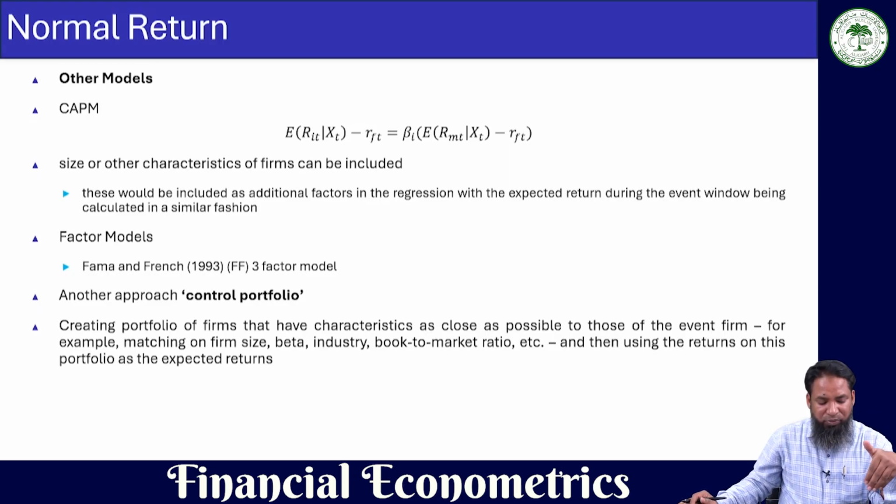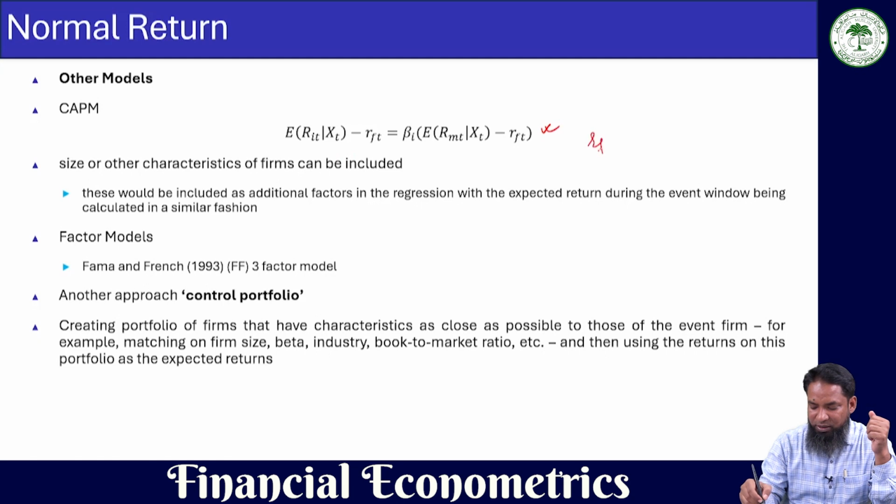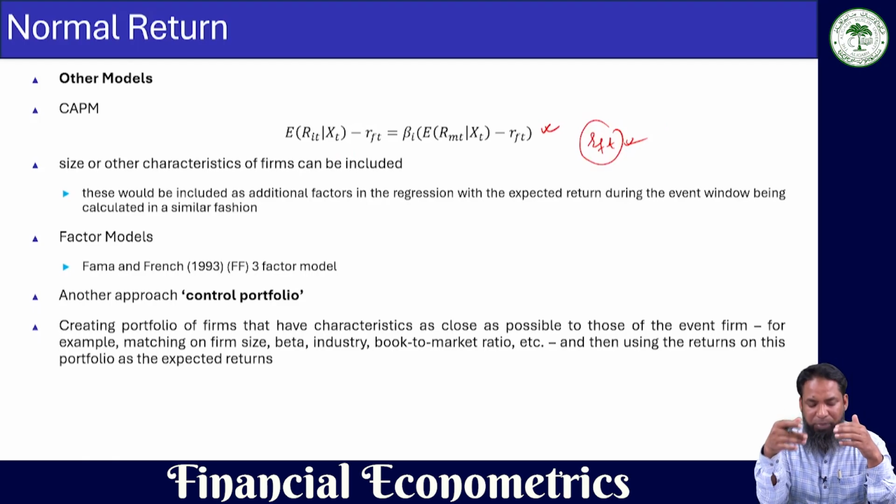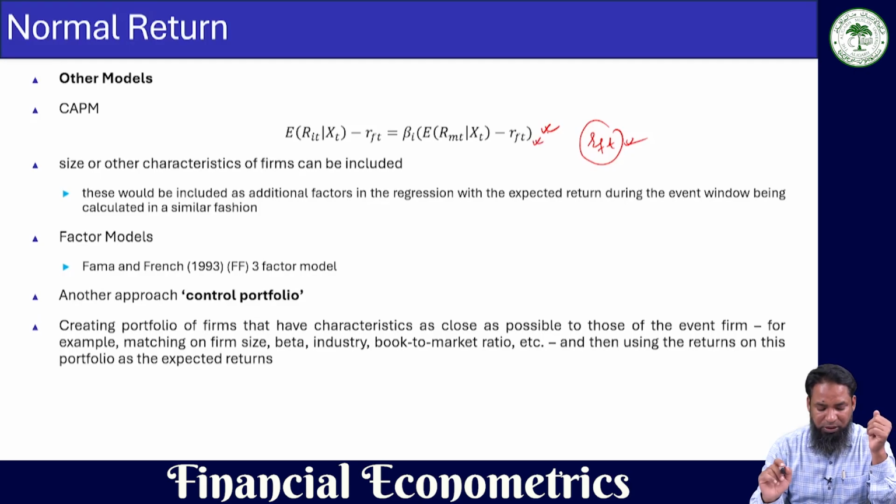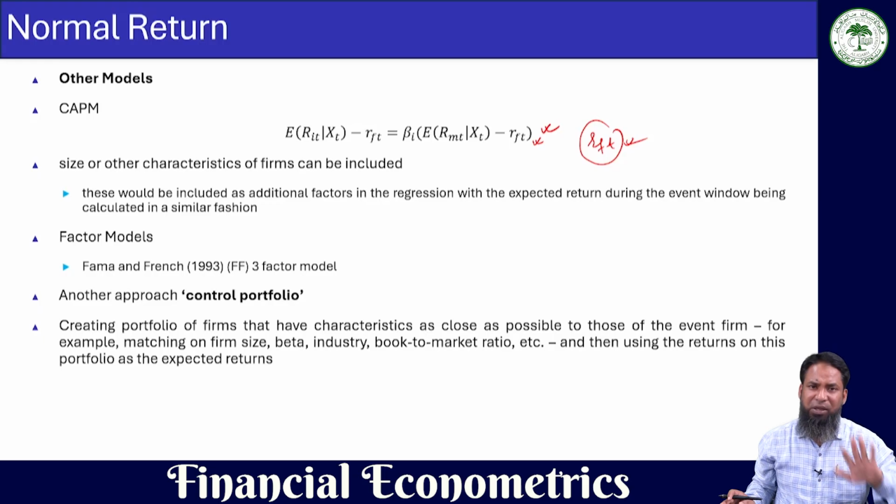There are other models. For example, we have talked about the CAPM, the capital asset pricing model, where the structure is like this, where R_FT is basically the risk-free rate. Apart from this, the size or other characteristics of the firms could be included in this regression equation, and the expected return during the event window would be calculated in a similar fashion. Only thing, we will have more regression equations. In general, that is known as the factor models, for example, the Fama and French 3-factor model, or we could include more than 3 factors.